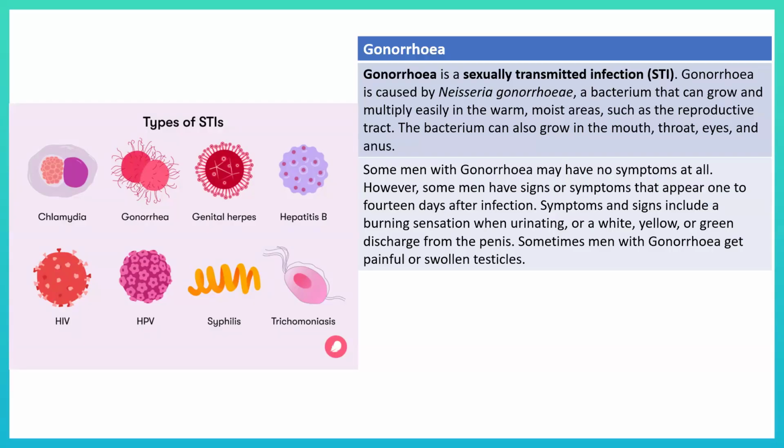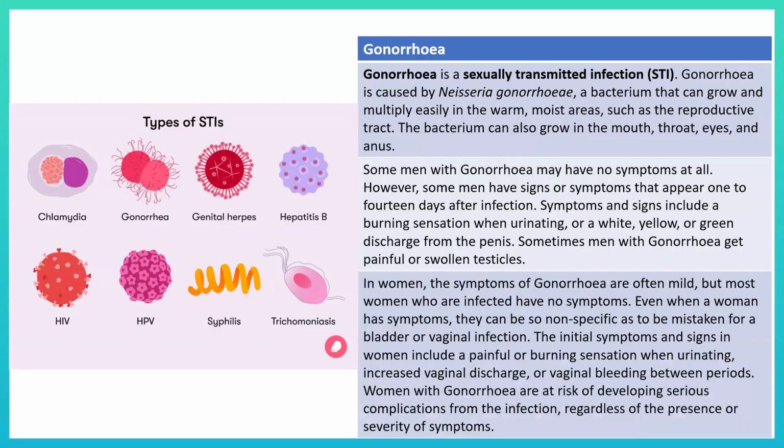So again, asymptomatic, you're much more likely to spread an asymptomatic disease because you don't know you have it. But symptoms, if you do get symptoms, will include a burning sensation when you're urinating, white or yellow or green discharge from the penis, and sometimes men get swollen or painful testicles. In women, symptoms are often mild, but they can have no symptoms.